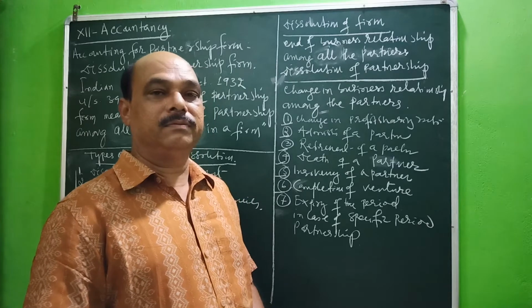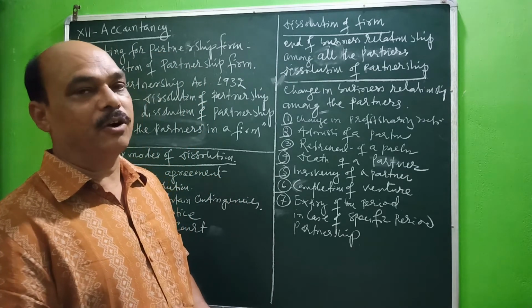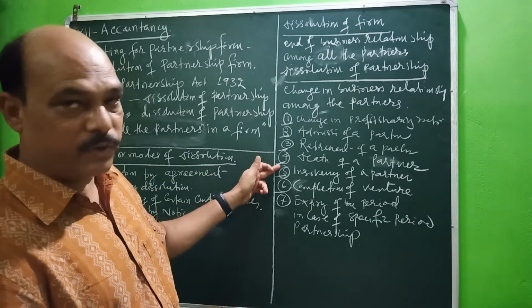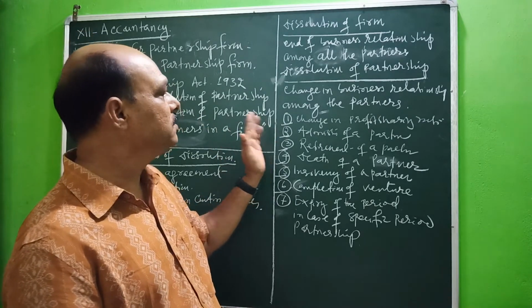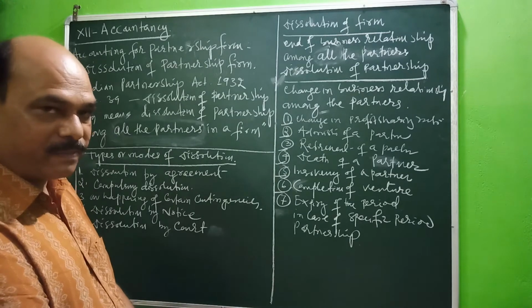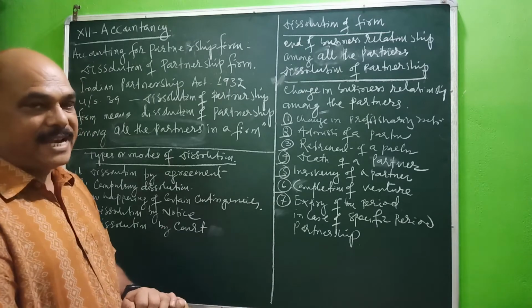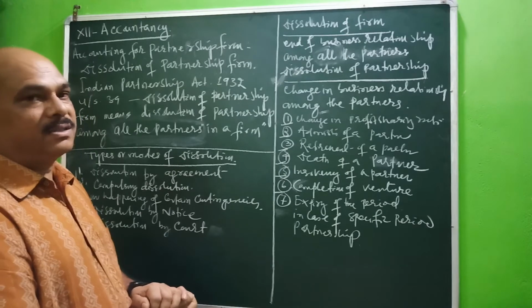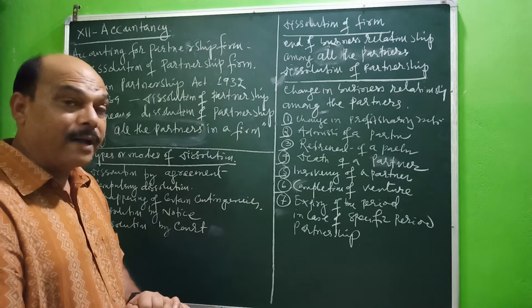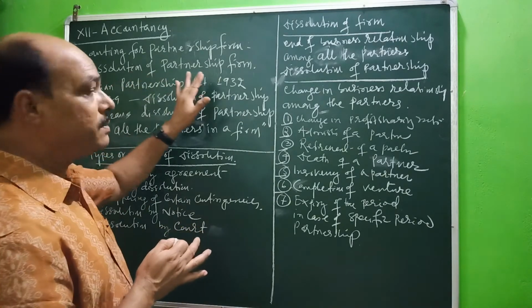We have already learned partnership accounts and four chapters under that: change in profit sharing ratio, admission of a partner, retirement of a partner and death of a partner. Now finally we are coming to the dissolution under partnership accounts. So, dissolution of partnership firm.